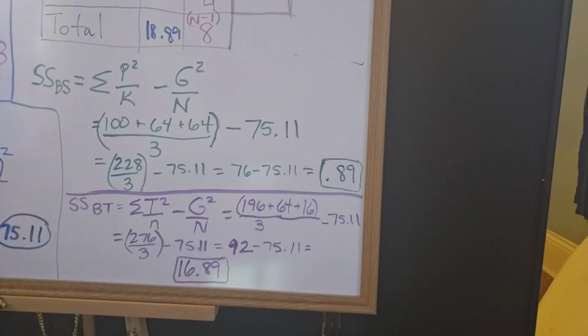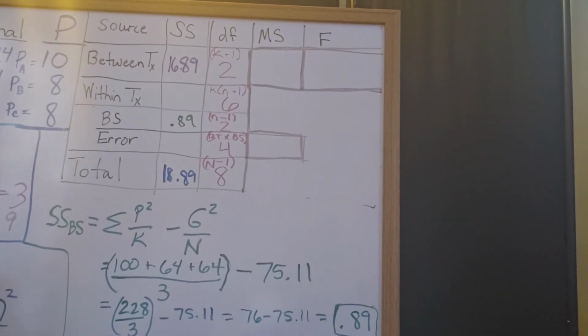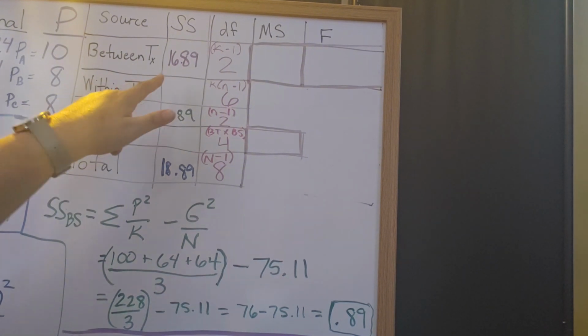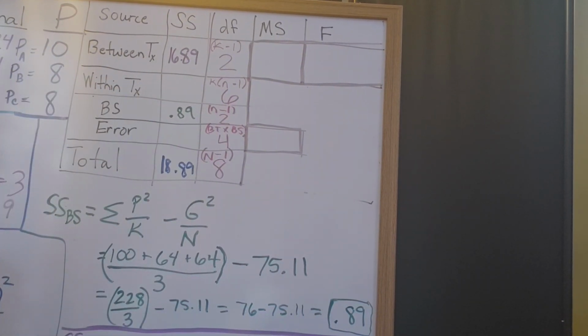So 92 minus 75.11 gives us 16.89. And then we put 16.89 up into our table. And so we can see we have the sum of squares between treatments now. Now we still have 2 more sum of squares to compute.